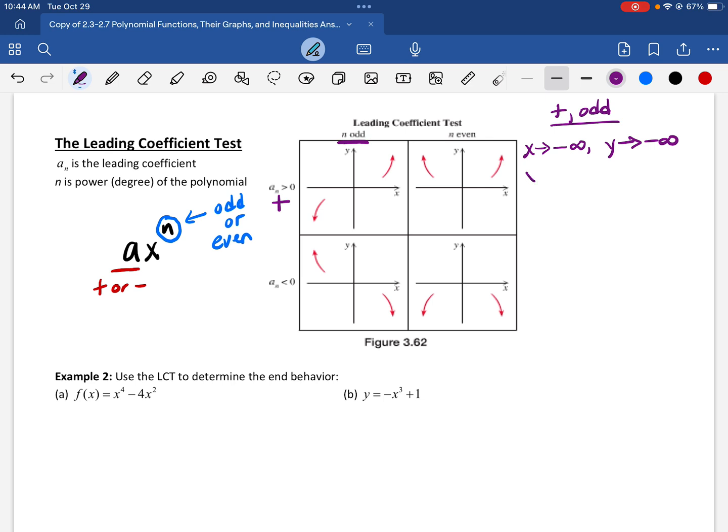On the right-hand side, our x's always go towards infinity. The arrow on that graph is pointing up, which tells me that my y's are going to infinity.